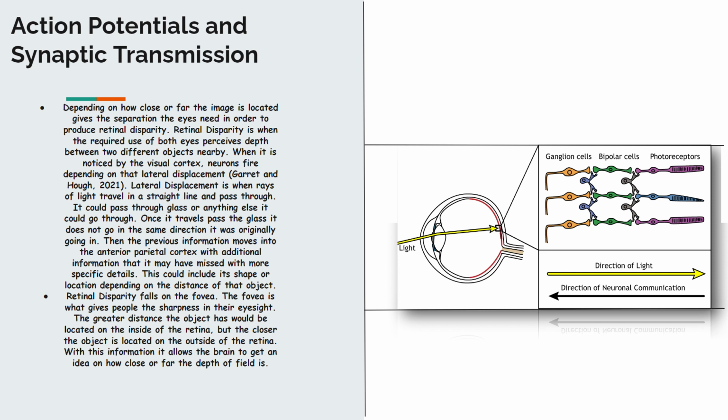The greater distance the object has would be located on the inside of the retina, but the closer the object is located would be on the outside of the retina. With this information, it allows the brain to get an idea of how close or far the depth of field is.